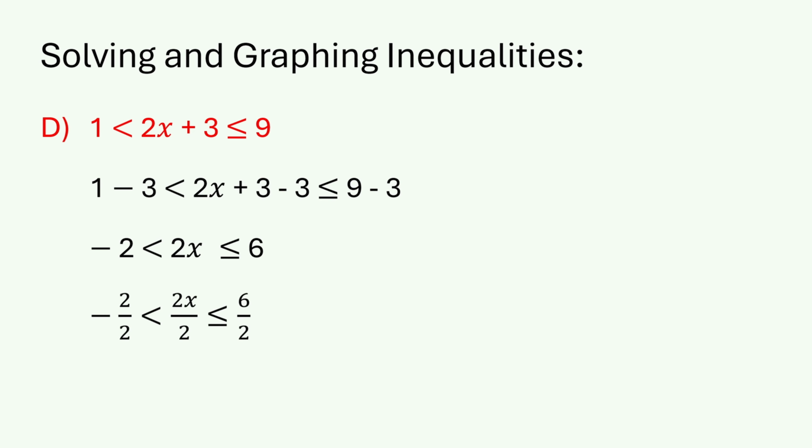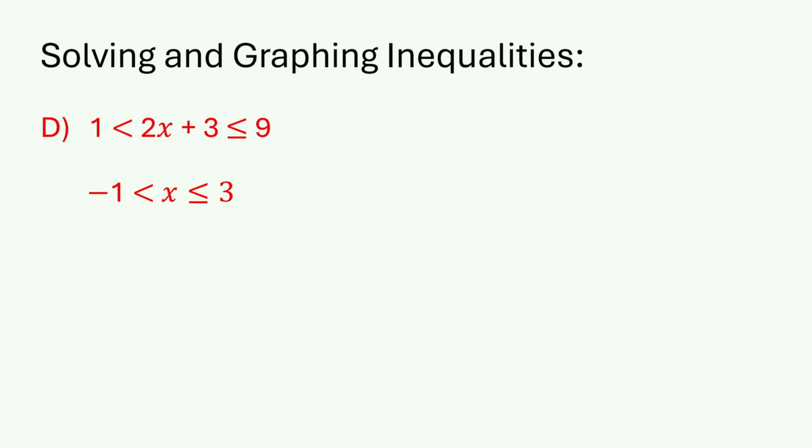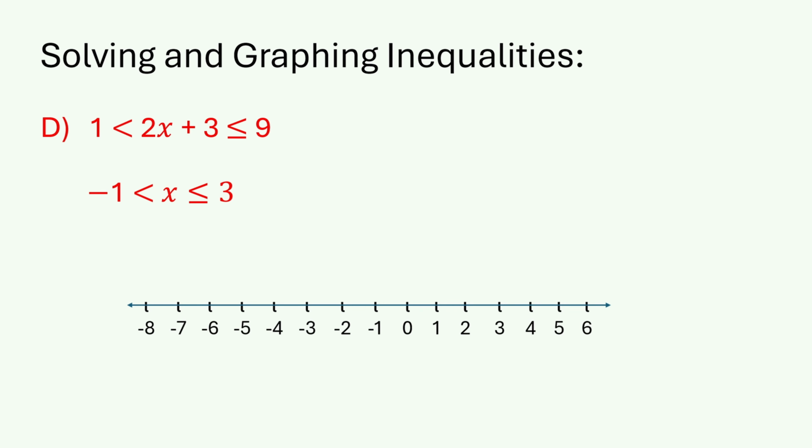Now we divide all parts by 2. So it will be negative 2 divided by 2 less than 2x divided by 2 less than or equal to 6 divided by 2. When we further simplify, the simplest inequality will be negative 1 less than x less than or equal to 3. Now we will put these values on a number line.